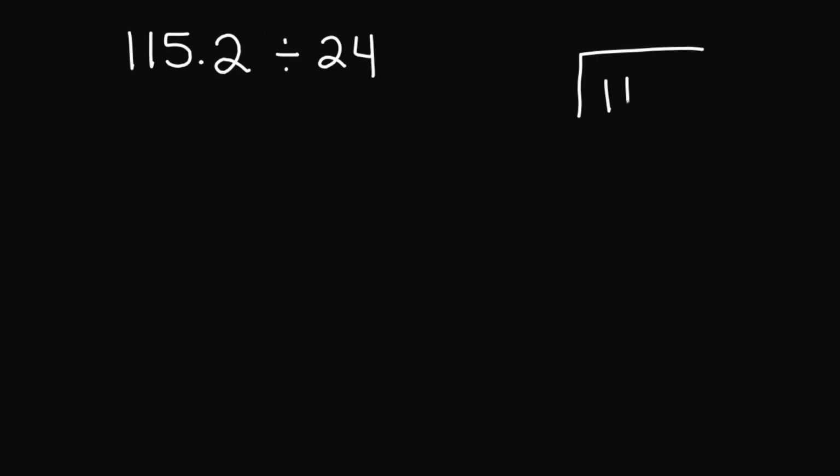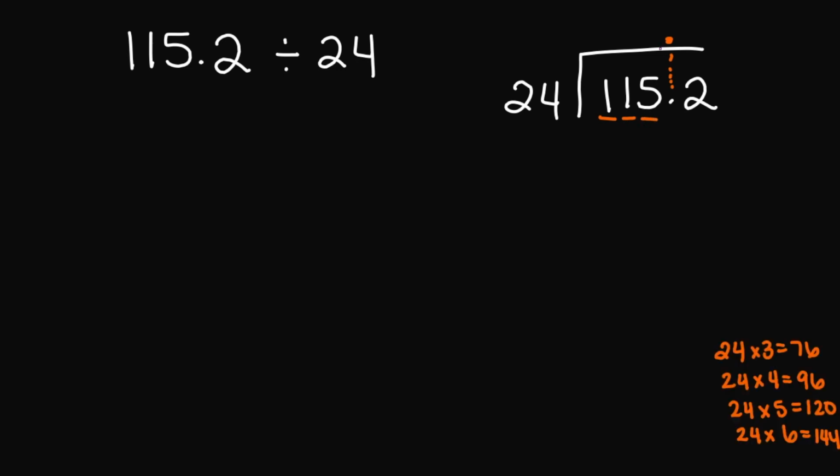So let's look at this example here. First, I'm going to go ahead and set up our division problem. My 24 on the outside. My new decimal point is going to fall right here between the 5 and the 2. So now let's go ahead and divide. So 24 goes into 1 how many times? It doesn't go, it's too small. 24 goes into 11 now how many times? It still doesn't go, it's too small. What about 24 goes into 115 now how many times? So the closest number that I can use is going to be 24 times 4. That's going to give us 96. So I'm going to write a 4 on top here.